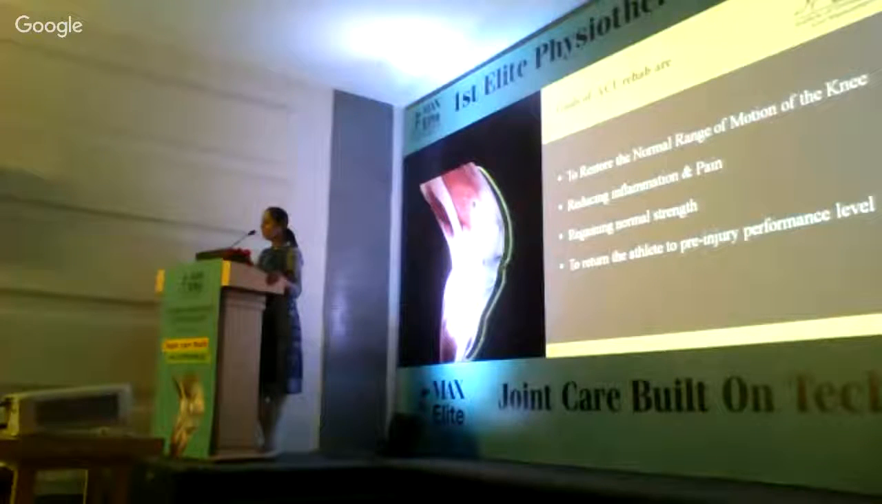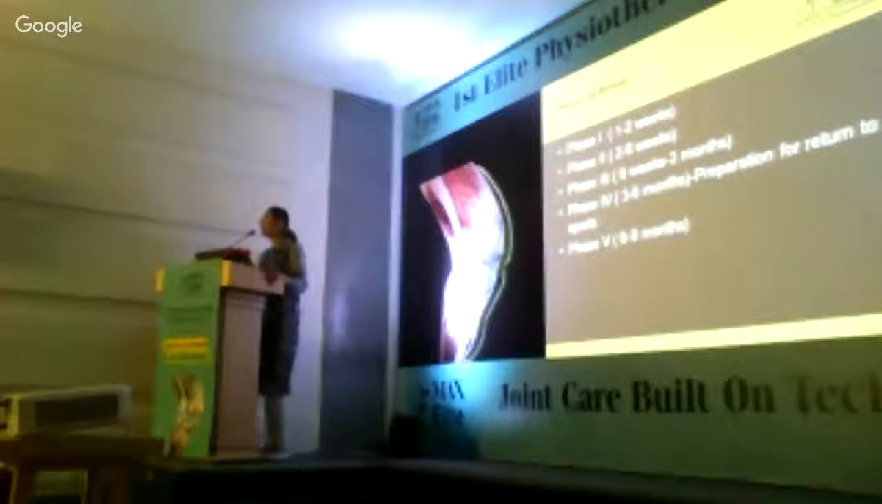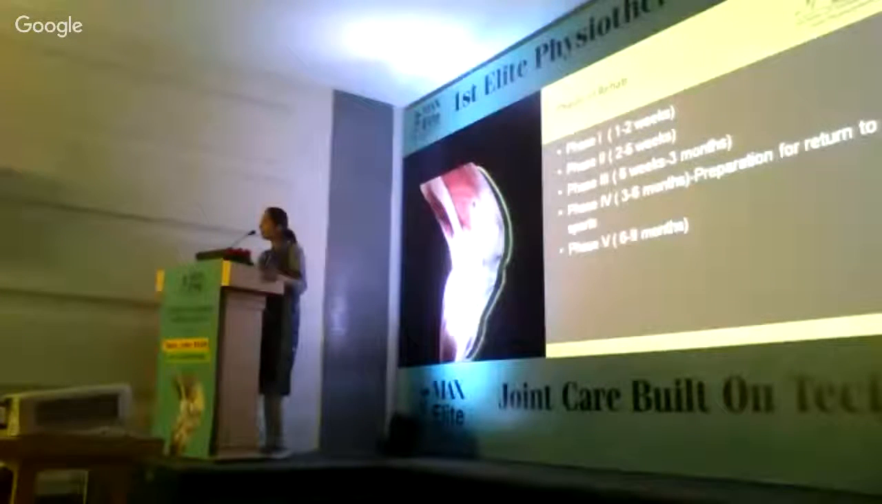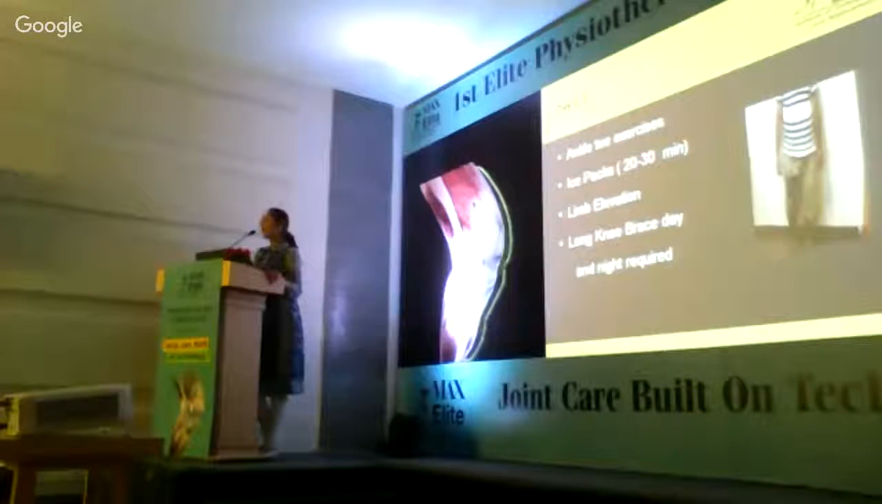Other goals are reducing inflammation and pain, regaining normal strength, and returning to pre-injury performance levels. Now, we have divided the rehabilitation plan of our sportspersons into different phases. Phase 1 is 1 to 2 weeks, phase 2 is 2 to 6 weeks, phase 3 is 6 weeks to 3 months, and phase 4, where the athlete is preparing to return to the field, is 3 to 6 months. After that, in phase 5, the last phase, they can go back to the sports field.